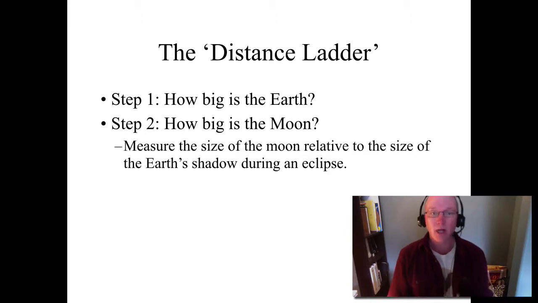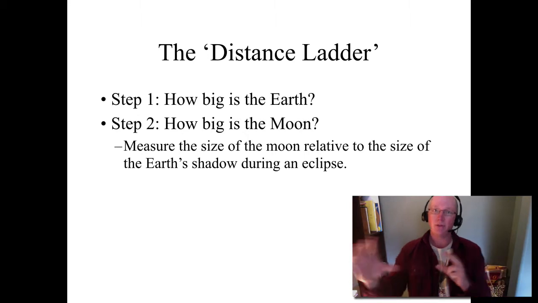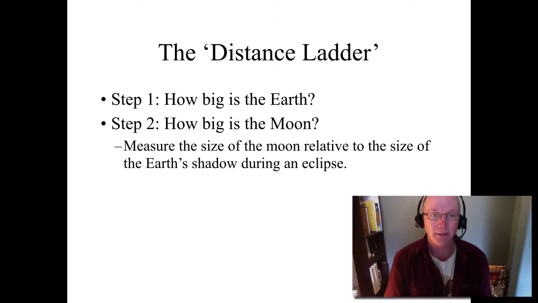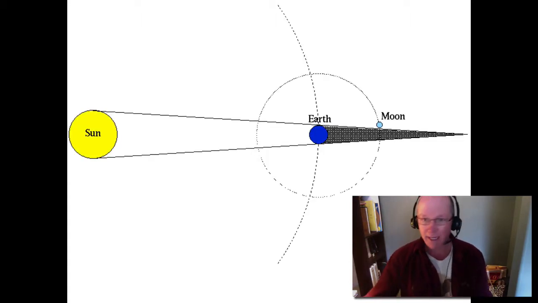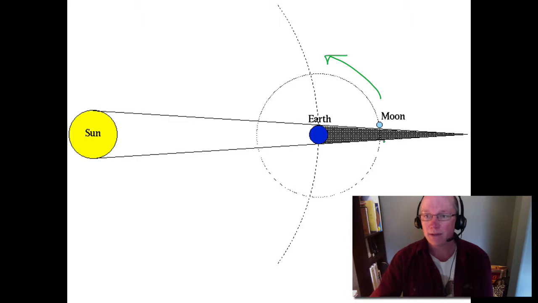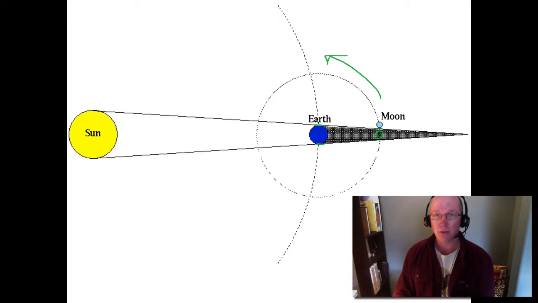Well, every so often the moon passes through the Earth's shadow, and I think I have a picture of this here. Yeah, every so often the moon passes through the Earth's shadow. This is called a lunar eclipse, and we have the moon going around on its orbit like this. Occasionally it passes through the shadow of the Earth, and if we know the size of the Earth, we know the size of the shadow, and if we know the size of the shadow, we compare it to the size of the moon. And we find out that the Earth is about 2.5 times the size of the moon.